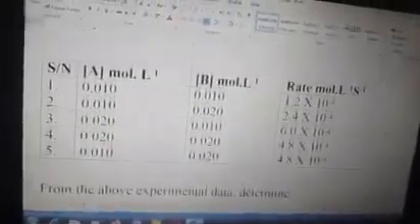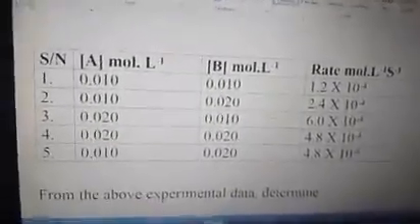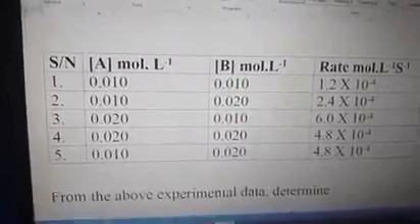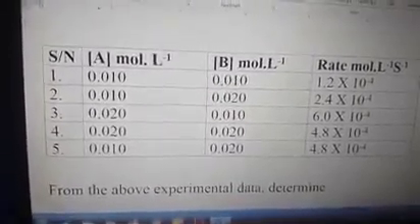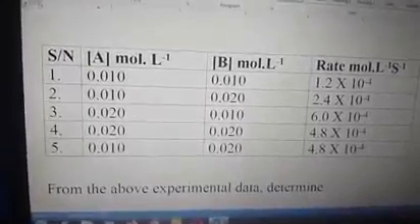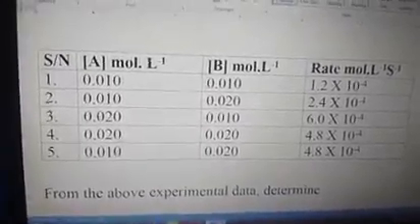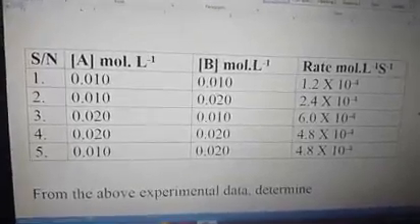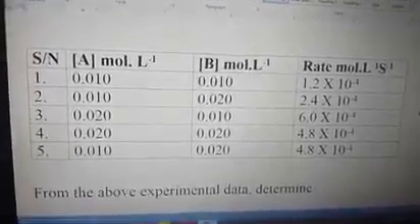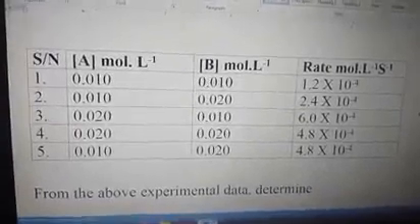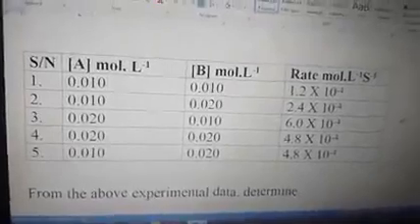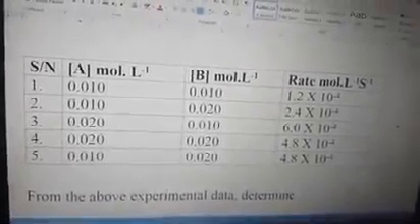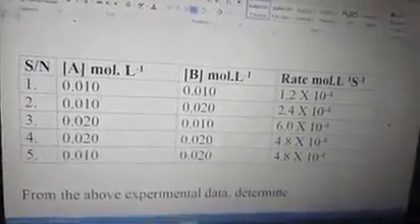So let's go back to the table and see whether this is true. We'll look at the table. Experimental serial numbers 1 and 2: the concentration of A in serial 1 is 0.010 and in 2 is 0.010. So that means A is held constant, and the concentration of B in set 1 is 0.010, and then in set 2 is 0.020. That means B is varying. So we're going to use experiments 1 and 2, whereby A is constant and B is varying.